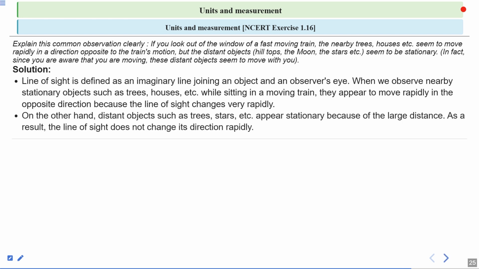Let's see, line of sight is defined as an imaginary line joining an object and an observer's eye. When we observe nearby stationary objects such as trees, houses, etc., while sitting in a moving train, they appear to move rapidly in the opposite direction because the line of sight changes very rapidly. On the other hand, distant objects such as hills, stars, etc., appear stationary because of the large distance. As a result, the line of sight does not change its direction rapidly.